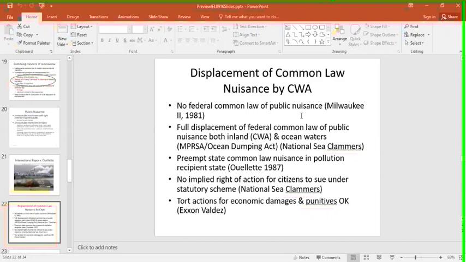The Clean Water Act does not contain a private right of action. There is no implied right of action under the statutory scheme of the Clean Water Act, so there's no separate ability to sue other than the Section 505 citizen suit provision. And then finally, there is still a tort claim for economic damages and punitive damages that survives the enactment of the Clean Water Act. Okay?